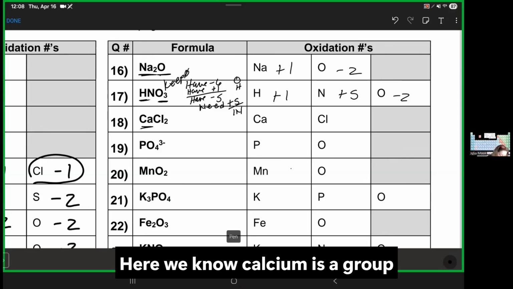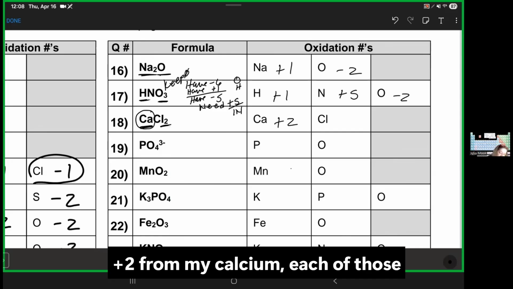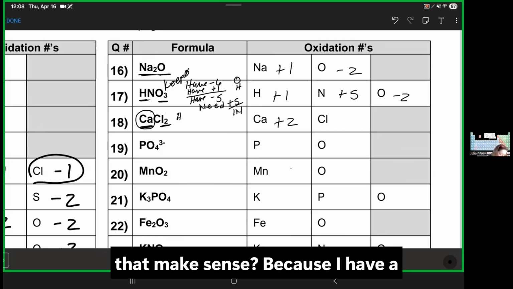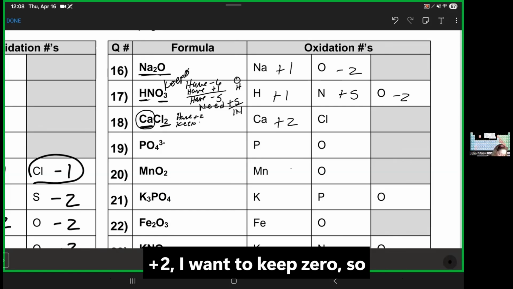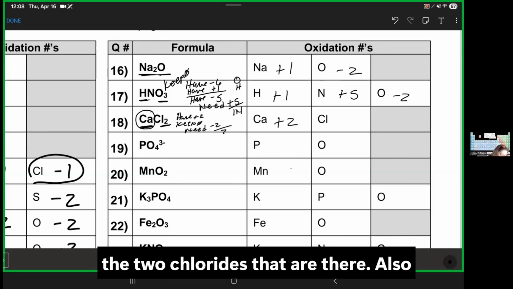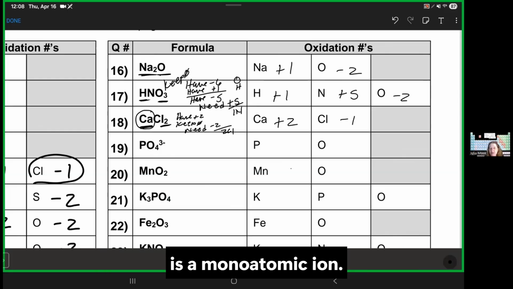Here, we know calcium is a group 2. He's positive 2. So if I have positive 2 for my calcium, each of those chlorides needs to be a negative 1. Does that make sense? Because I have a positive 2. I want to keep 0. So I need a negative 2 divided by the 2 chlorides that are there. Also, you could look at that as chloride is a monoatomic ion.